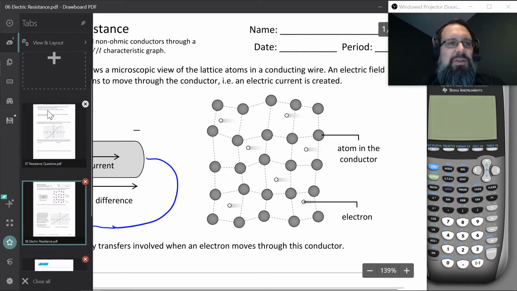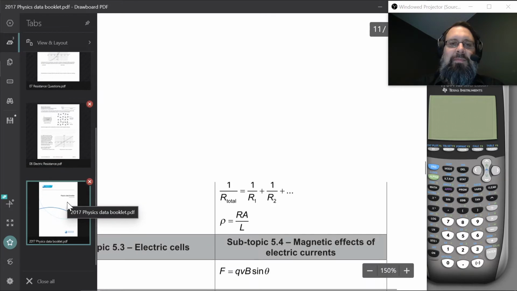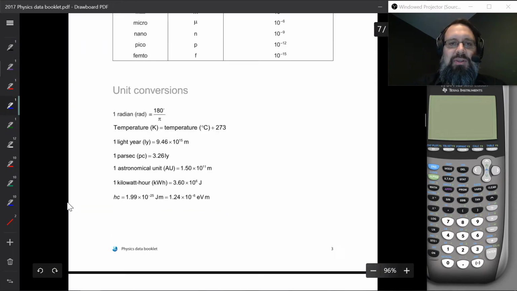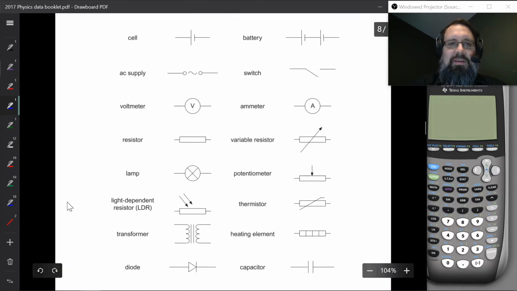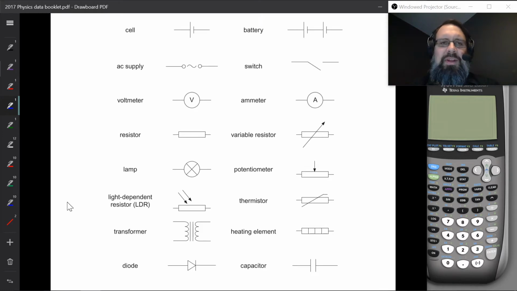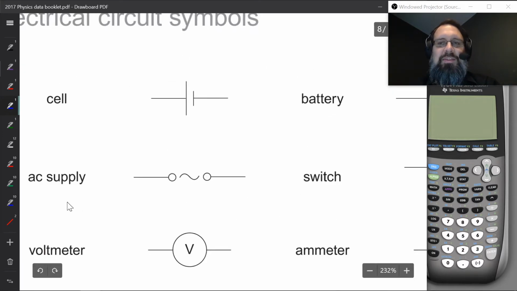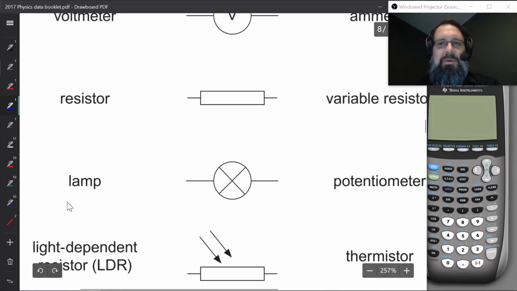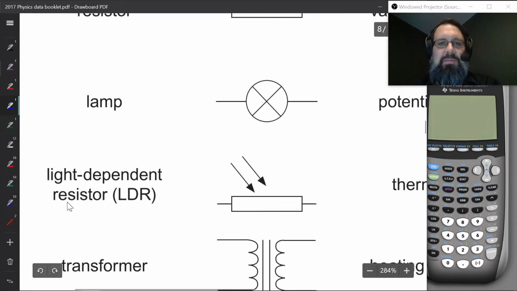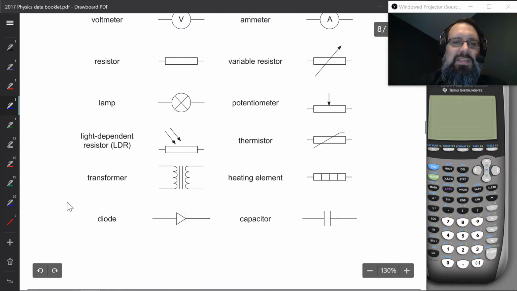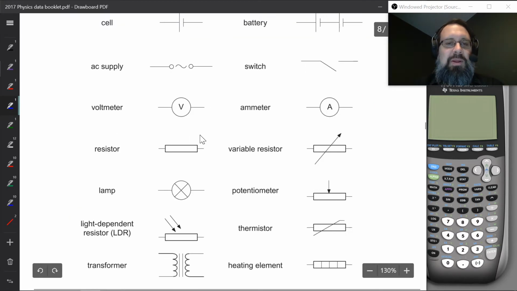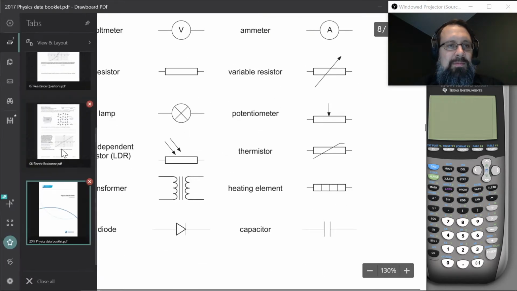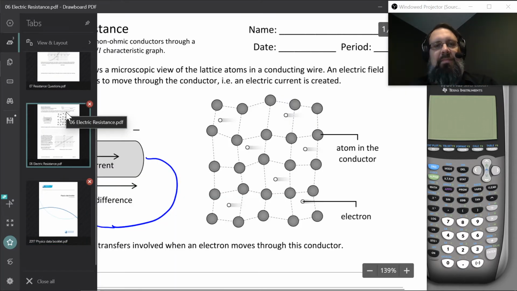Also, I should probably mention, in the IB data booklet, you actually have a whole page where they just give you all these symbols for different circuit components. So you can see a cell looks like that. That's why I drew that symbol there. We could talk about resistors. We'll be talking about resistors on the next lesson. That's the symbol for a lamp. So there are all these different symbols in here that you need to know about. I would recommend you go check these out at some point in the data booklet if you have a copy of it.